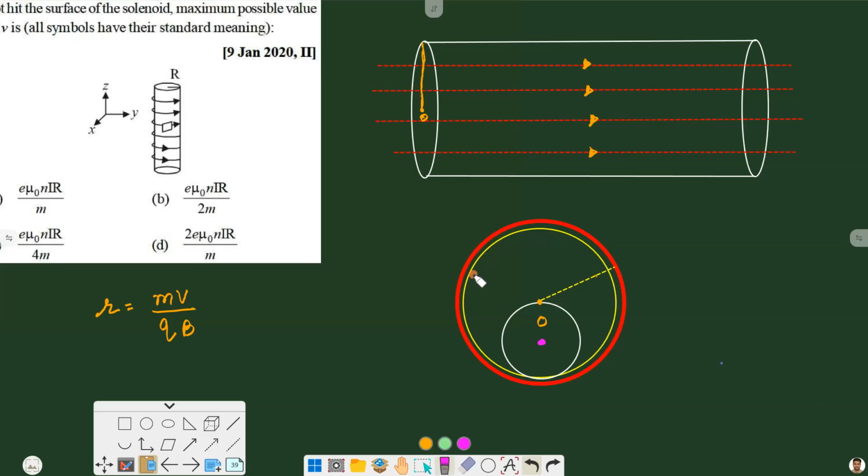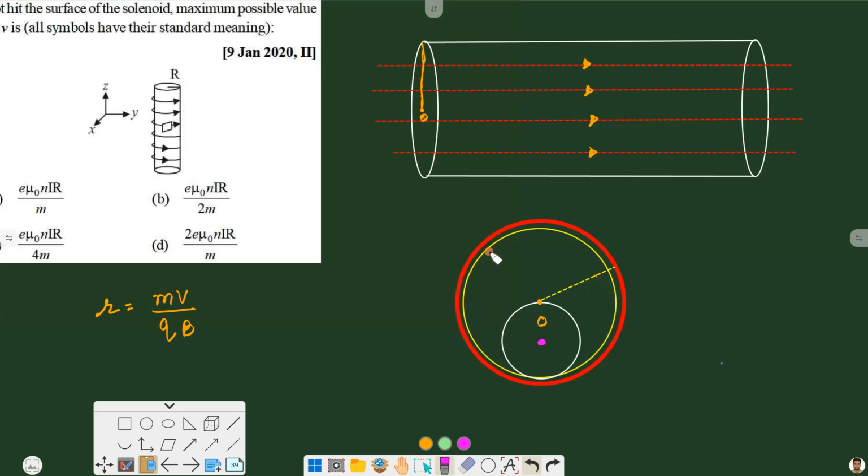First is the yellow one, where the electron enters and starts revolving in this circle, and here the radius is maximum, almost equal to the radius of the solenoid. And in the second case, the radius of this rotation of the electron is half of the radius of this solenoid. So we have to choose between the yellow path or the white path. And by default, it looks like the yellow path is the right answer. But it is not. Why?